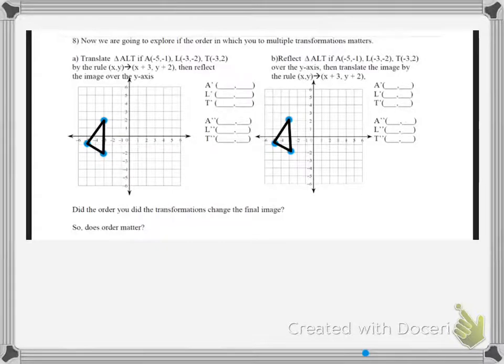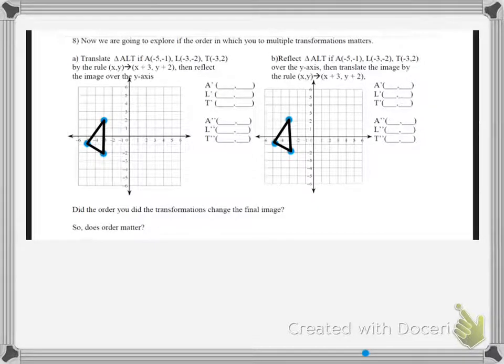So another good question to ask is, if I'm doing more than one transformation, does it matter what order I do them in? So we're going to try the same two transformations, but we're going to switch the order up. So if you look at 8a, we're going to do a translation first. So we're going to go to the right 3 and up 2.